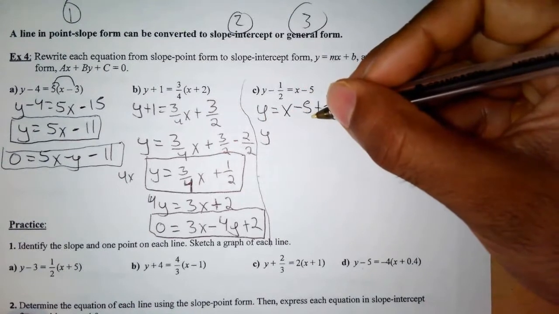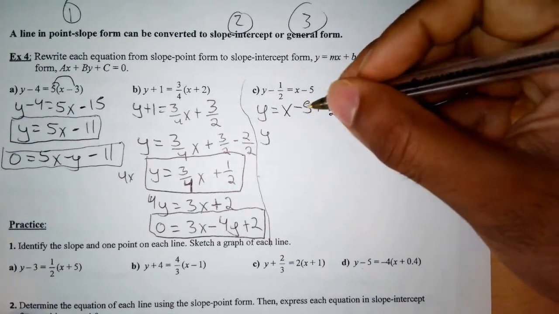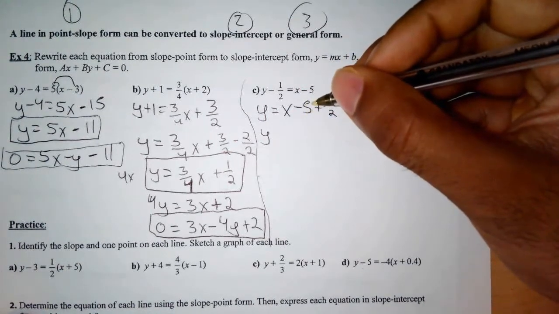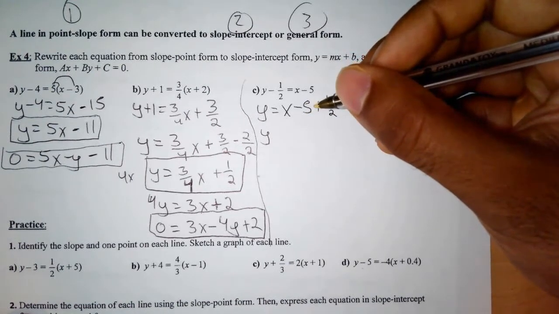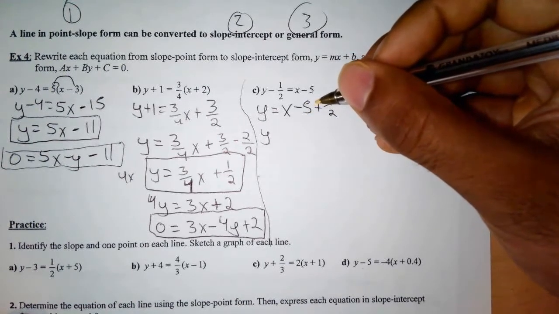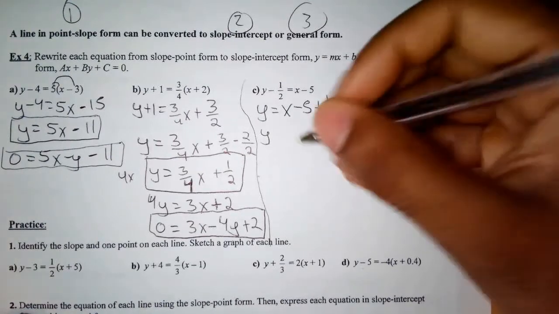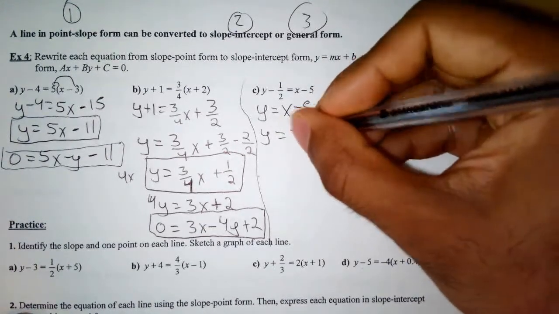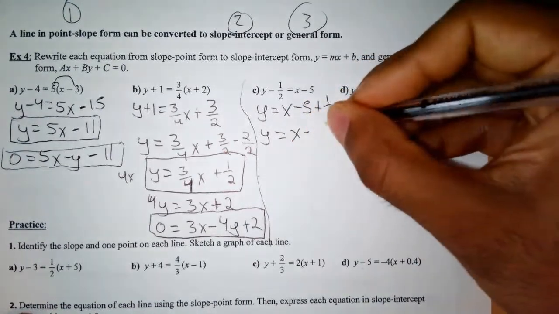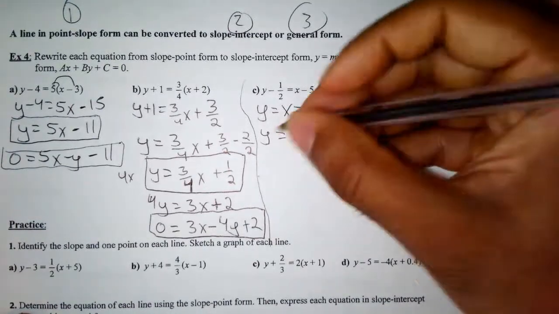Okay. And now how to add these fractions together? We're going to put 5 over 1 as a fraction, which is the same thing as 10 over 2, right? So negative 10 over 2 plus 1/2 will give you negative 9 over 2. Okay, so you can do that out if you need to write it out, but there we go.